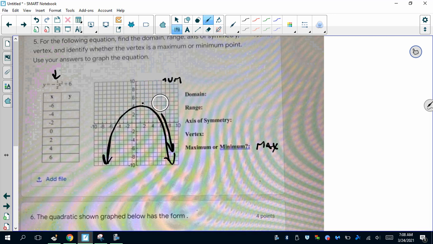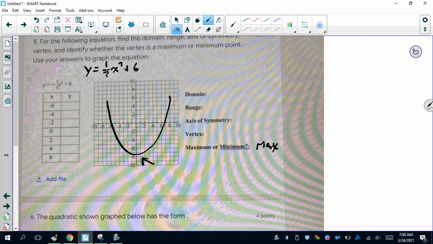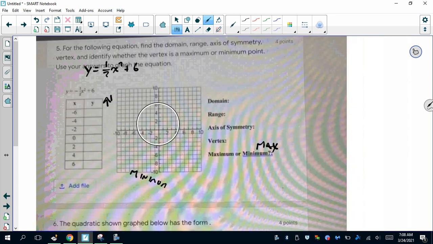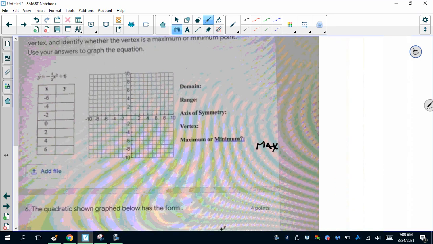I like to treat you guys like little kids, but if it's a negative, it should be a sad face, you know. Had this number out here been positive, had this just been something like 1/2 x squared plus 6, then it would have a minimum. It would come up to infinity, but it would go down, down, down to a minimum, and go up, up, up. So you can tell that just from looking at it, but once you graph it, you're going to see that anyway.